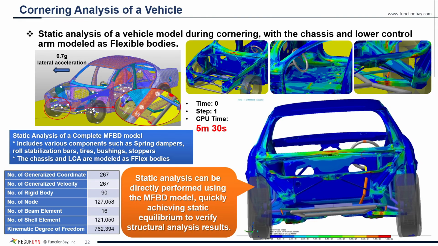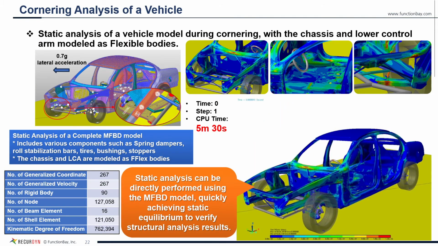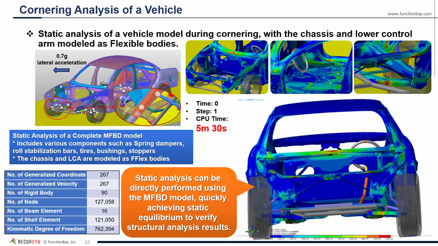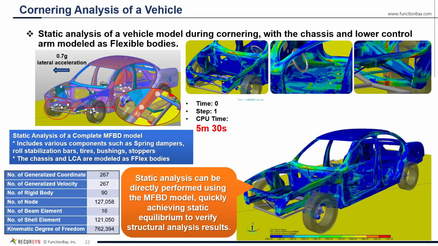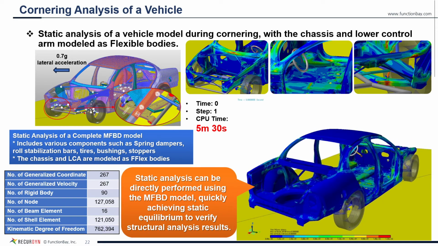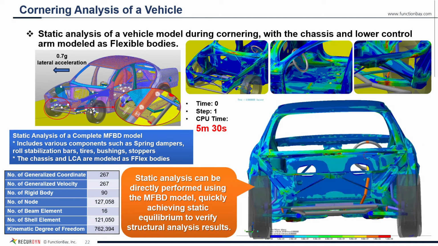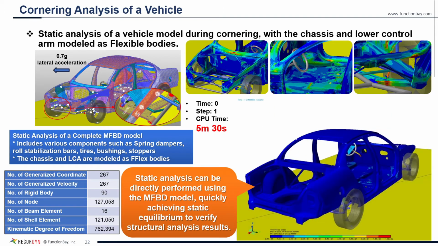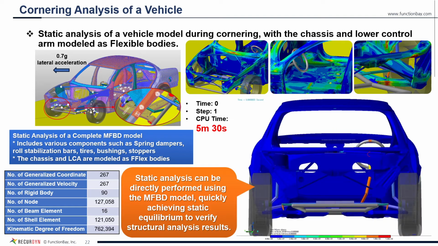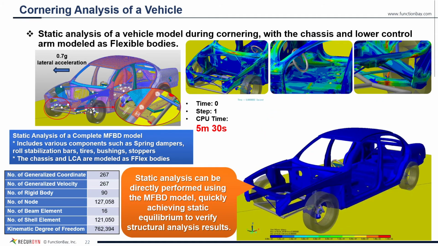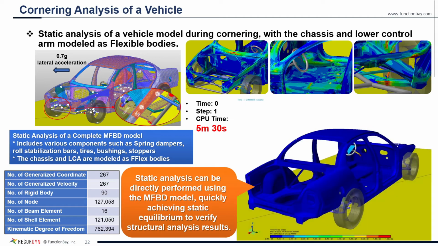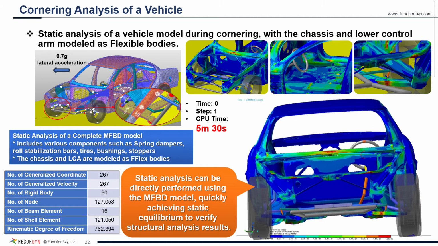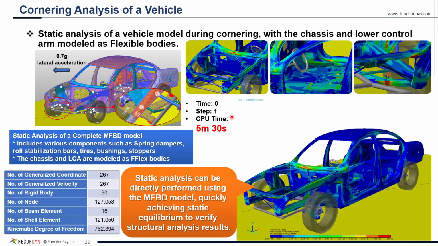This example demonstrates performing static analysis under lateral acceleration conditions on the vehicle model, which represents the full vehicle model. Its chassis and lower control arm are modeled as flexible bodies. As you might expect, performing dynamic analysis on models that include large flexible bodies can take a significantly long time. So, system-level static analysis was used for this model. In this case, the static analysis was completed in just 5 minutes and 30 seconds.